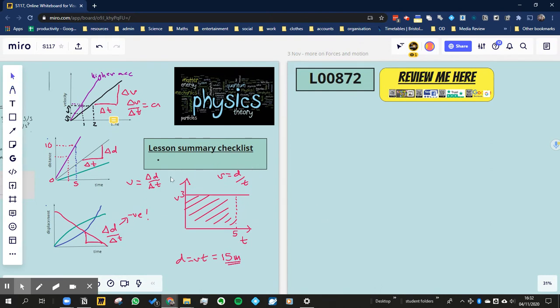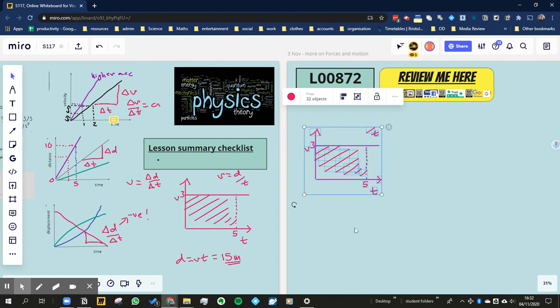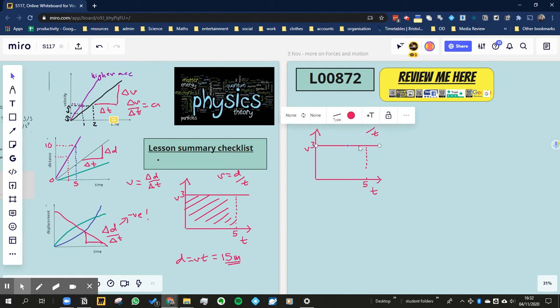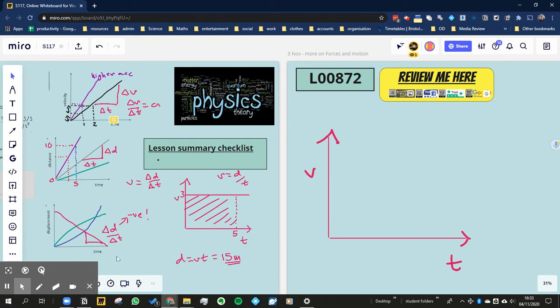So what I'm going to do is steal these axes here. I should have used the new lasso tool, actually. Okay, so then I'm just going to rub out this bit here. Oh, I can't rub out the line yet, but I'll select that. Okay, so we've got an empty velocity time graph axes now.